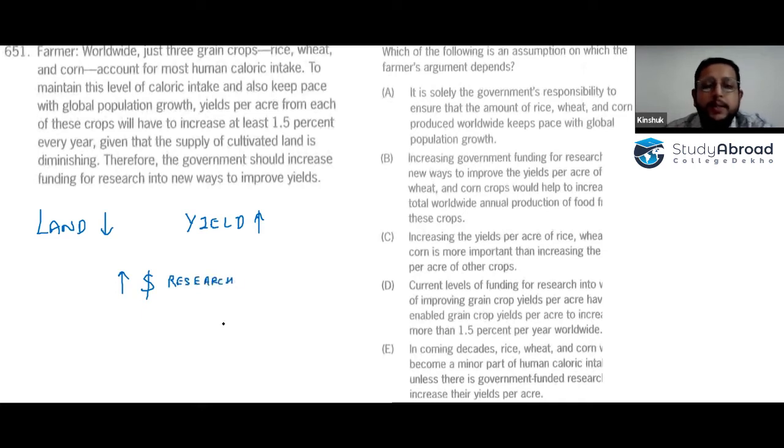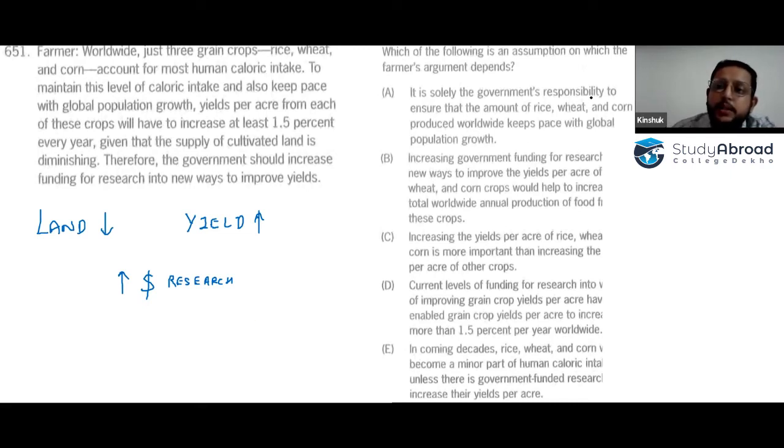So the idea is pretty simple and direct. The cultivable land is decreasing, and the yield has to increase because there's a global population to feed, and to increase the yield, the government should increase the funding. For this sole reason, the government should increase the funding for the research in new ways to improve the yield.